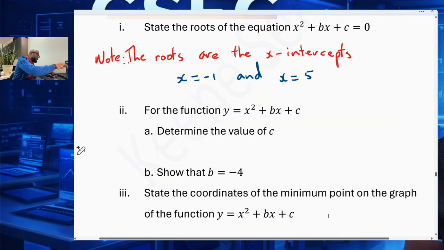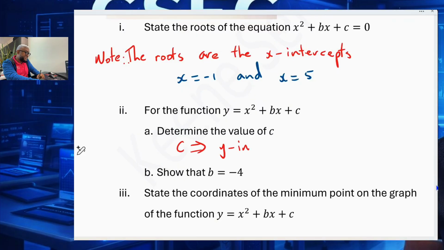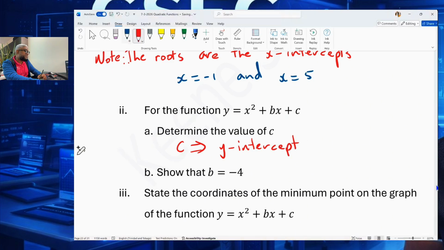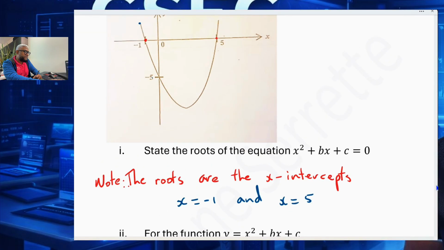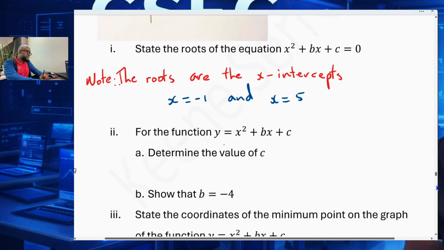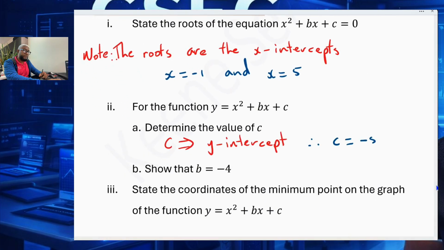So for the function y is equal to x squared plus bx plus c, determine the value of c. The value of c is my y-intercept, right? Which is basically where the curve is cutting the y-axis. So therefore, c would be negative 5, because that is where my curve is cutting through my y-axis. So c is equal to negative 5. Right, we got there, Sapphire?